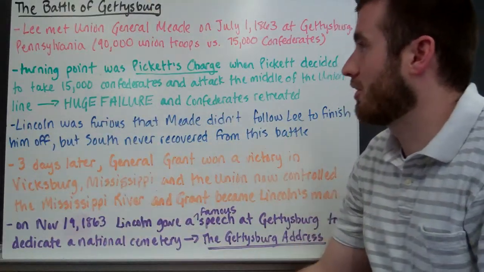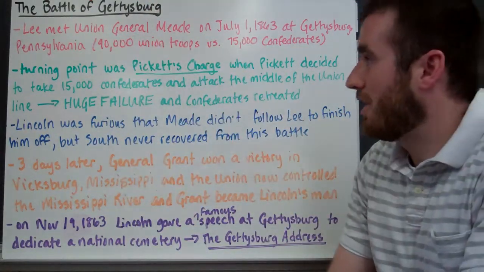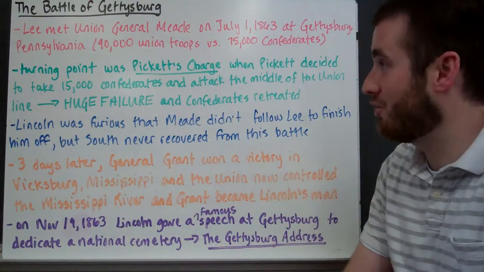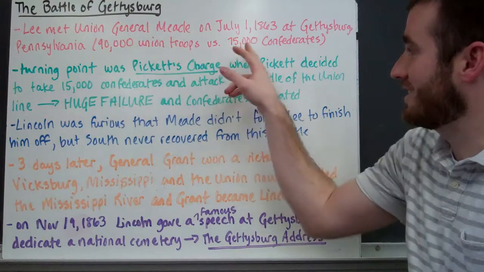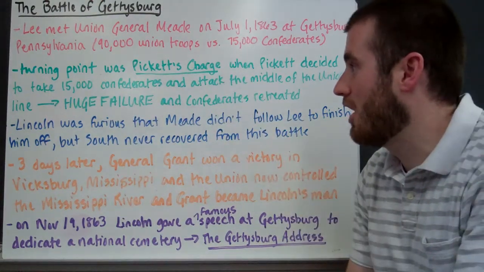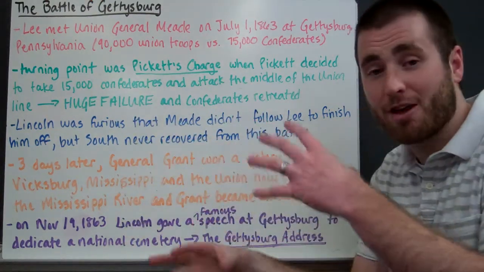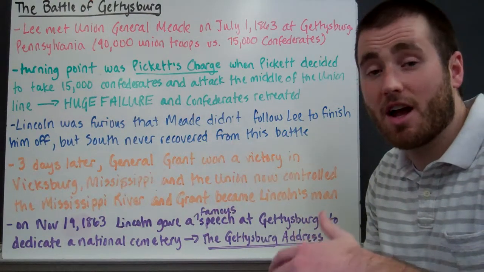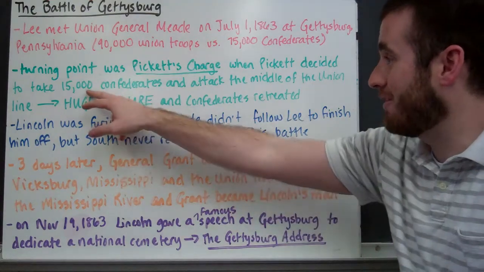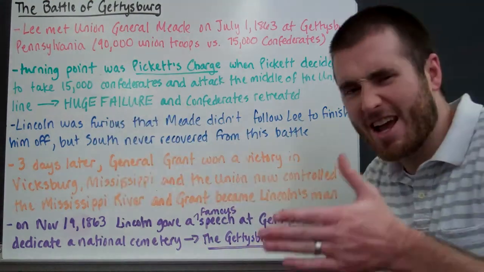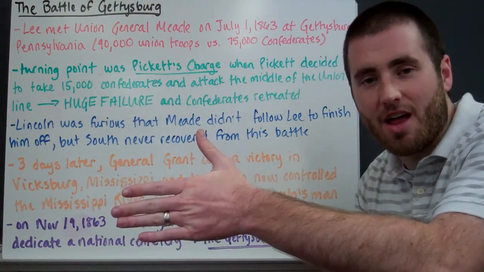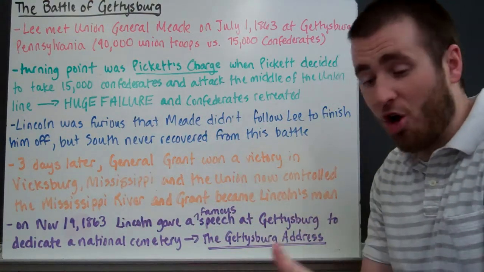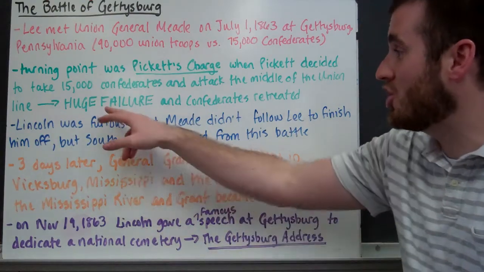So the Battle of Gettysburg. All right, Lee met the Union General Meade on July 1st, 1863 at Gettysburg, Pennsylvania. It was 90,000 Union troops, 75,000 Confederate troops. All right, the turning point in this war, because it had been back and forth for a while, was known as Pickett's Charge. And Pickett was a Confederate leader, and he decided to take 15,000 of his men and attack right up the middle of the Union line. Now, in our heads, that makes no sense. Why would you attack the middle where all the weapons are? And obviously it didn't work out. It was a huge failure.